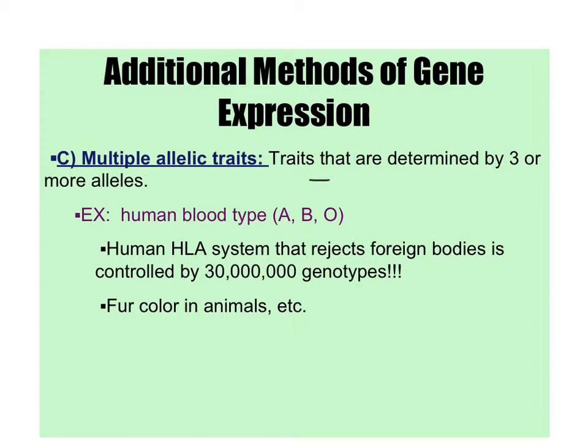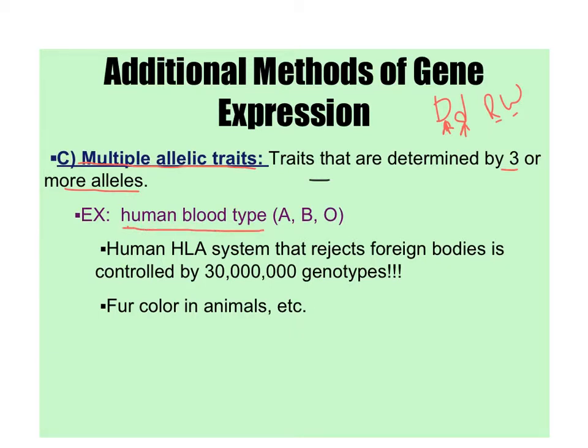Now we're going to look at multiple alleles. Now remember, most of the time you only have 2 different alleles for a trait, like say big D or little d. That's 2 different alleles. Or like with red and white, you have R or W. 2 different alleles. Here we're going to have 3 or more alleles to determine this trait. And the only trait we're going to look at as far as multiple alleles is blood type.